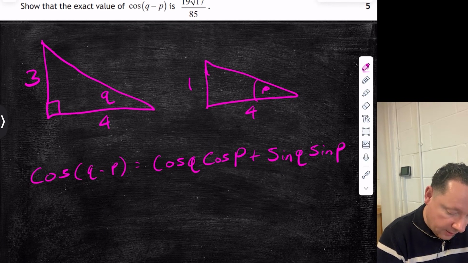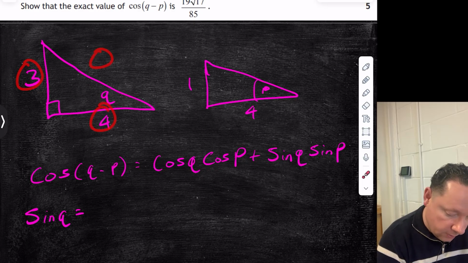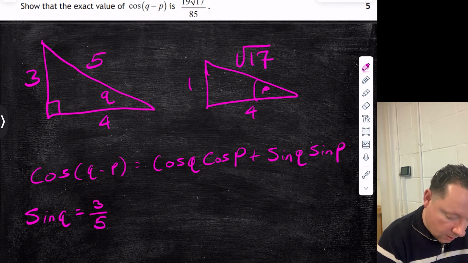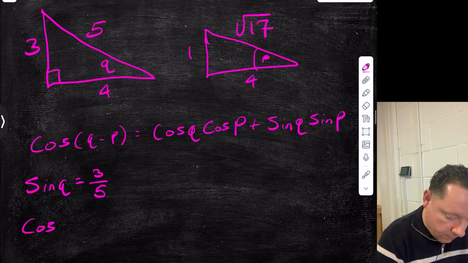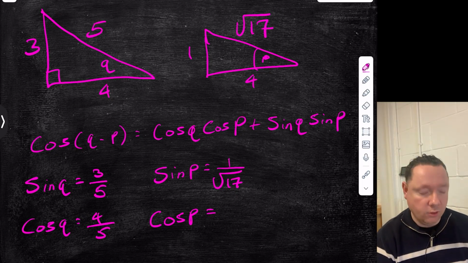So for Q, well, 3 squared plus 4 squared is 5 squared. You can take your time working that out, that's 5. And then for P, you've got 1 times 1 is 1, 4 fours is 16, so that's root 17. So sin Q is 3/5. Cos Q is 4/5, adjacent over hypotenuse. Sin P, opposite over hypotenuse, is 1 over root 17. And cos P, adjacent over hypotenuse, 4 over root 17.